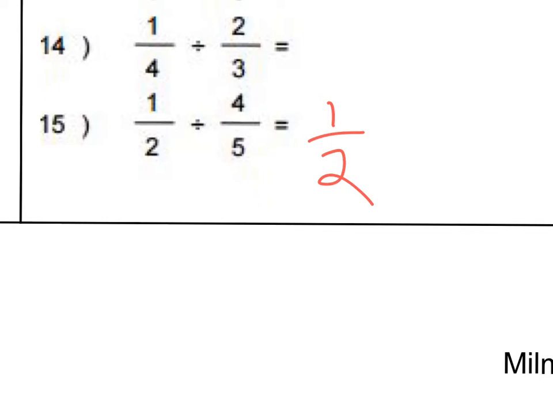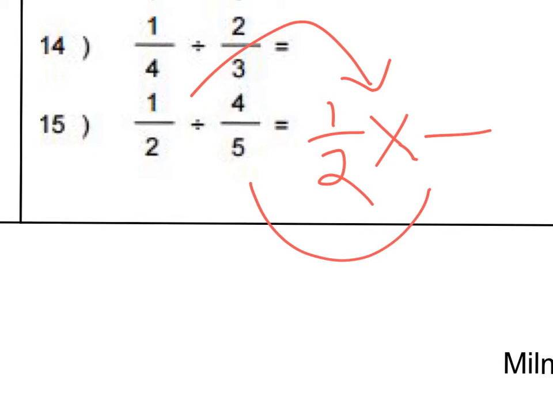Brian, what's step number 4? Turn the division sign into a multiplication sign. Okay, good. So we're just going to put an X for multiplying, right? Step number 5. Flip the second fraction. So what's the flip there? What do we need to write? 5 on the top, 4 on the bottom, right? Because we're flipping, right?